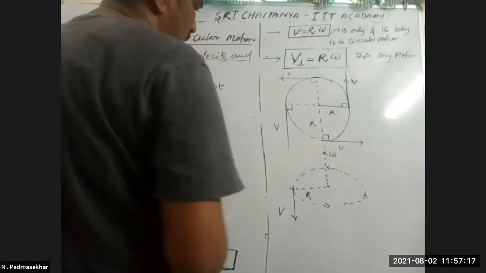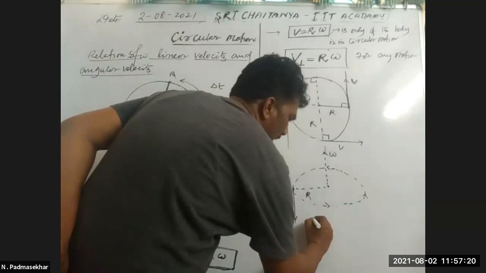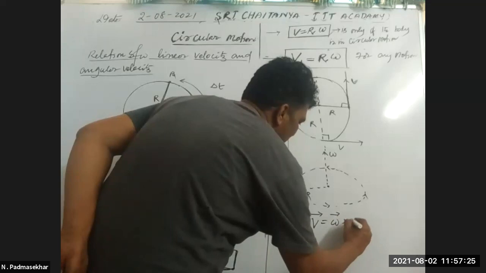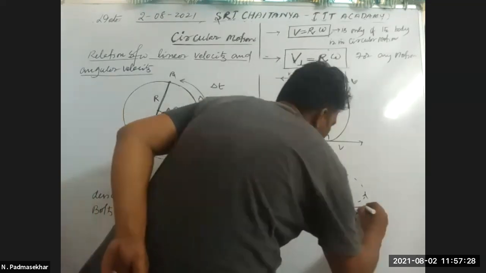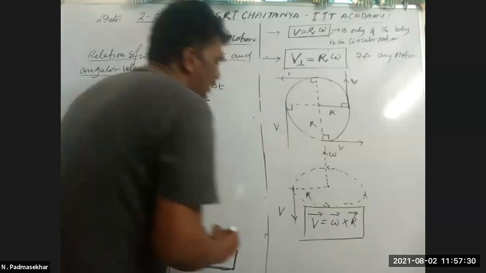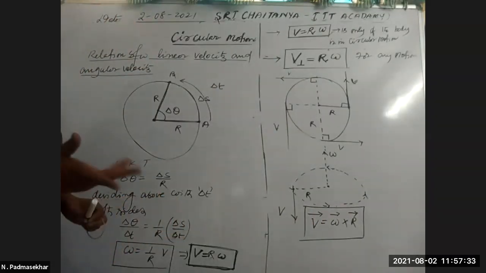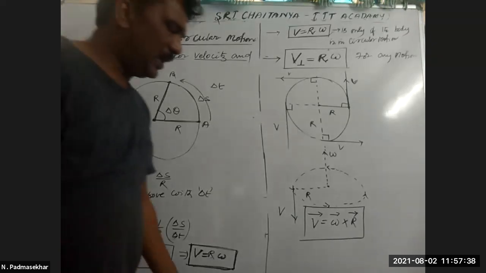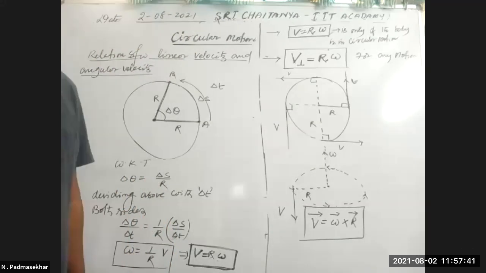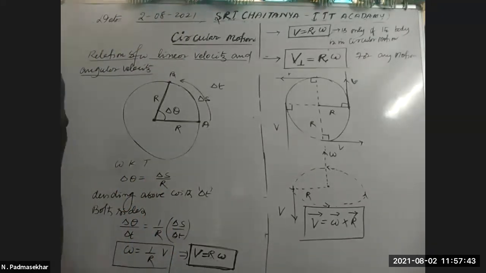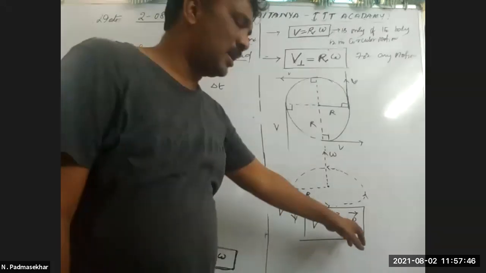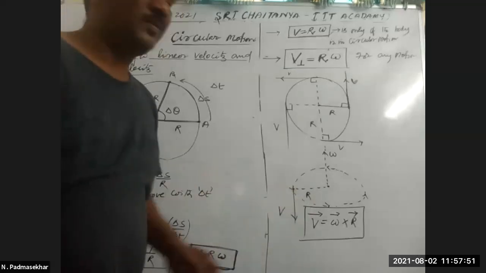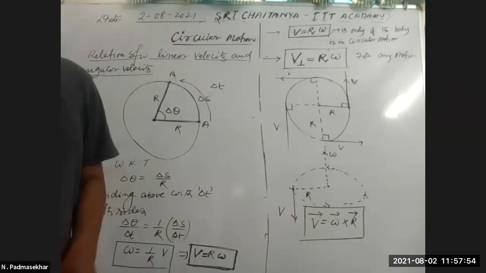ఇప్పుడు నేనేం రాయొచ్చు ఇక్కడ? So V bar is equal to omega bar cross r bar. This is the vector form of linear velocity and angular velocity. So not r bar cross omega bar. You know that cross product a bar cross b bar is not equal to b bar cross a bar. So it is omega bar cross r bar. This is a relation among them.